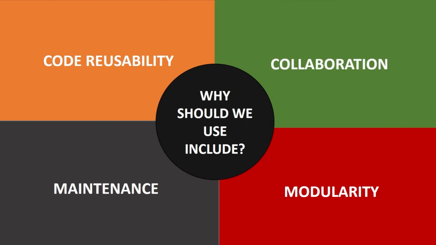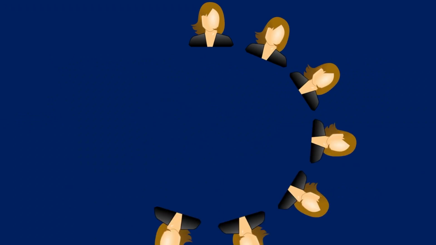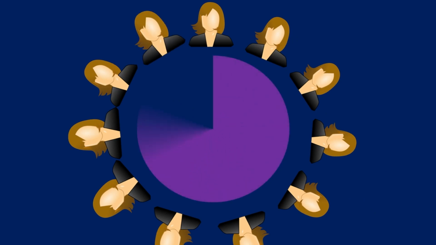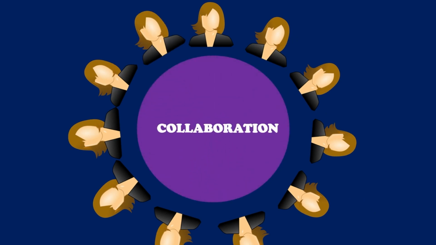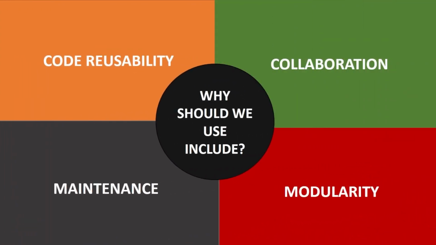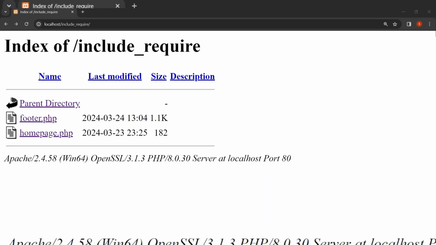Collaboration. It facilitates collaboration among developers working on the same project. By modularizing the codebase, different team members can work on different parts independently without stepping on each other's toes. Overall, include enhances code organization, reusability, and collaboration, making our PHP projects more efficient and manageable.